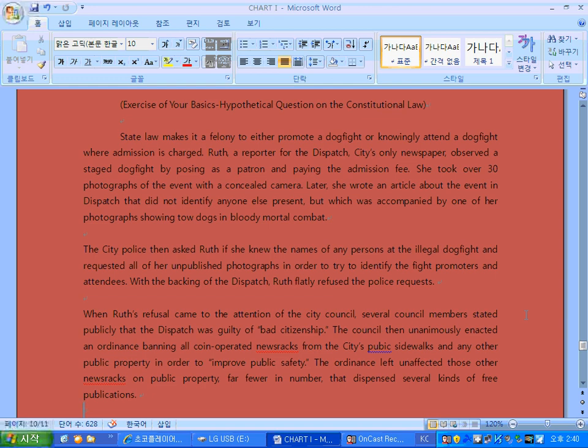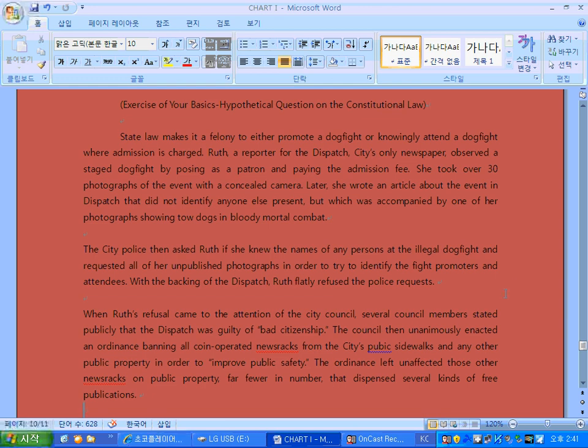State law makes it a felony to either promote a dogfight or knowingly attend a dogfight where admission is charged. Ruth, a reporter for the Dispatch, the city's only newspaper, observed a dogfight by posing as a patron and paying the admission fee. She took over 30 photographs of the event with a concealed camera. Later, she wrote an article about the event in the Dispatch that did not identify anyone else present, but it was accompanied by a photograph showing two dogs in bloody mortal combat.